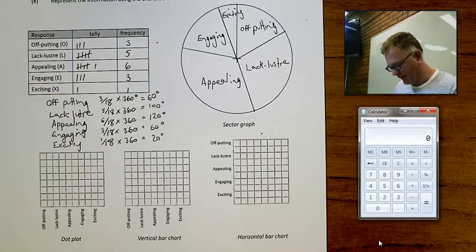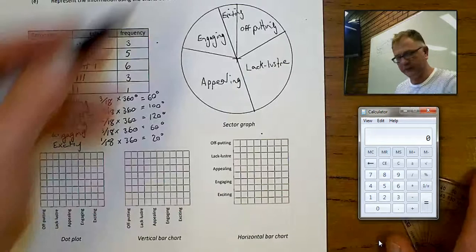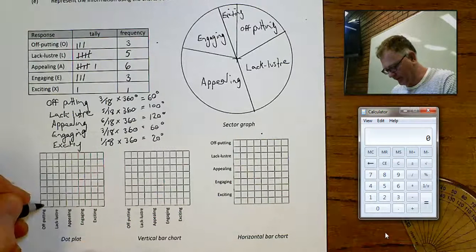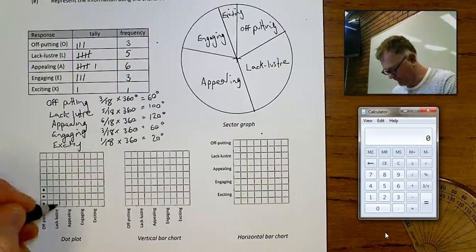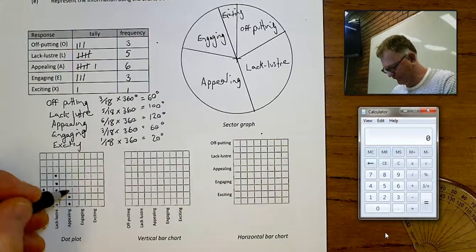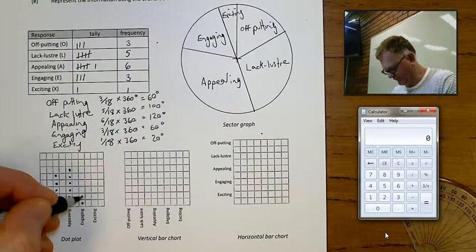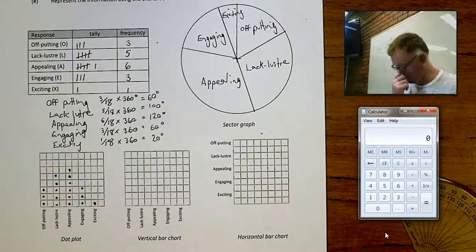Okay, now we have to do some other types of graphs. There's a dot plot. A dot plot is actually best done, I think, going back to the original data we had right at the top there and doing it as we go. You can do it later though. Off-putting was 3, so we've got 3 dots in a row here. Lackluster, 5. Appealing, 6. Engaging, 3. And exciting, 1. So that would be our dot plot.